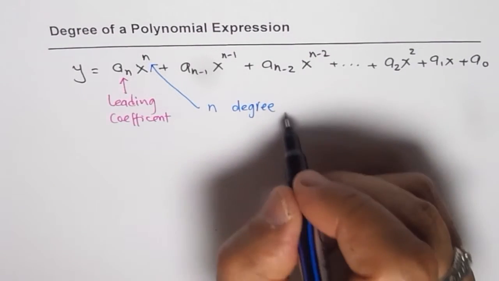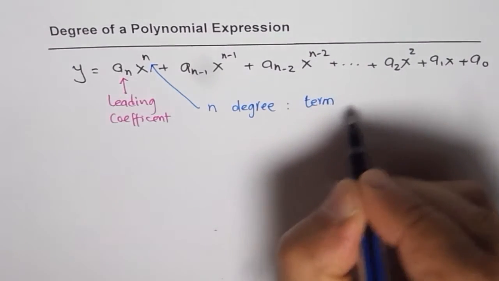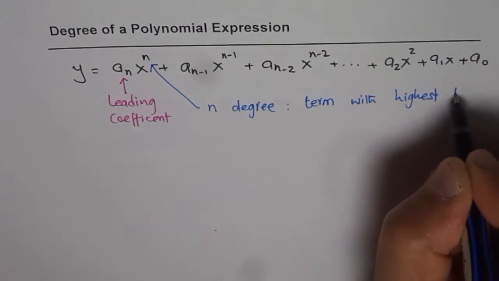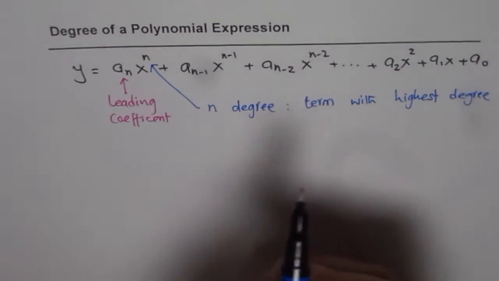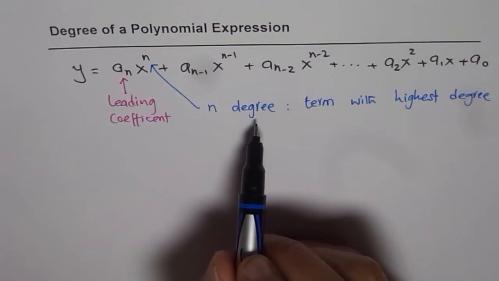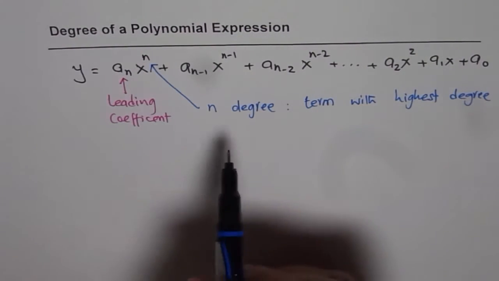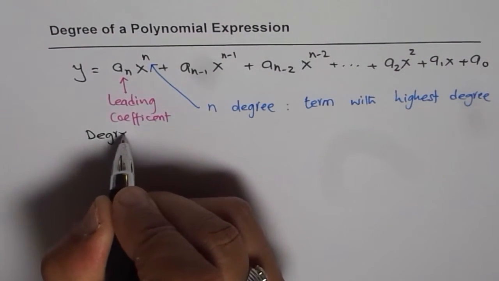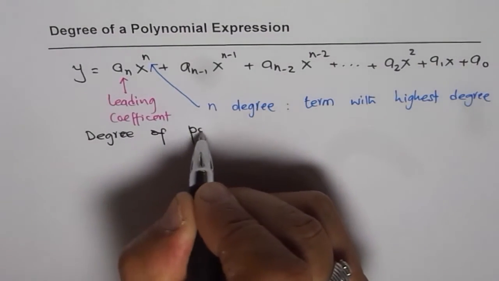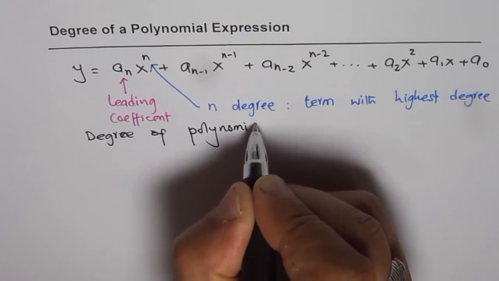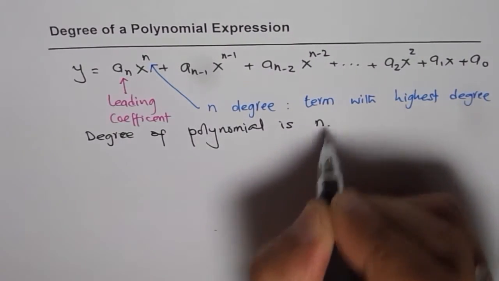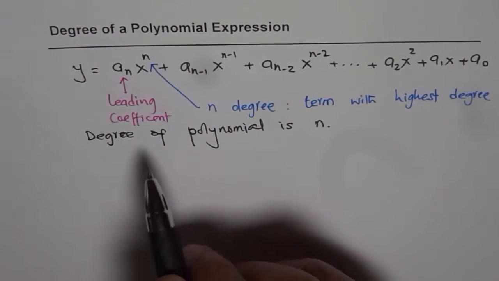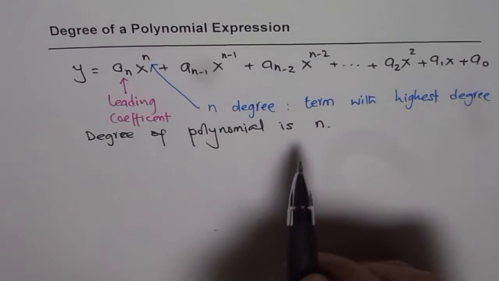So the term with highest degree, so this is the term with highest degree. So the degree of the polynomial is the same as the degree of the term with highest degree. And we say if that is the case, then the degree of the polynomial is n, right? The degree of the leading term. Okay, so that is how we find the degree of a polynomial in general.